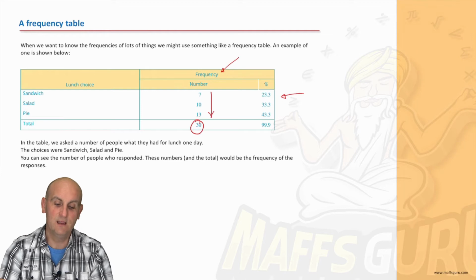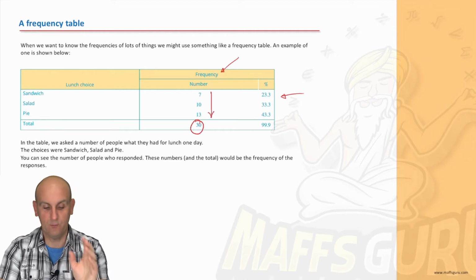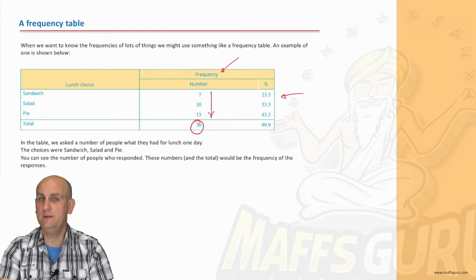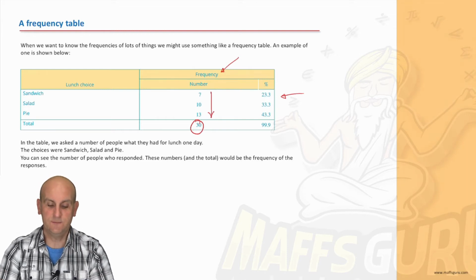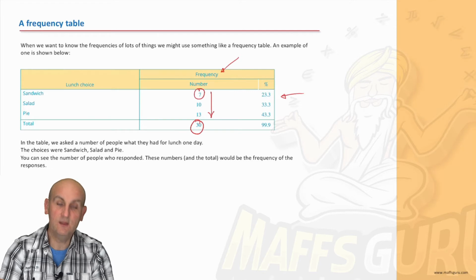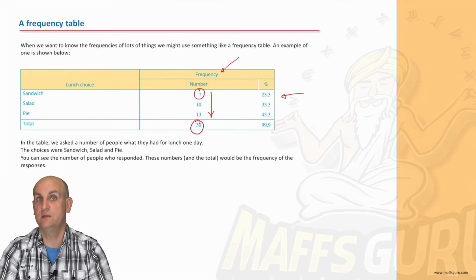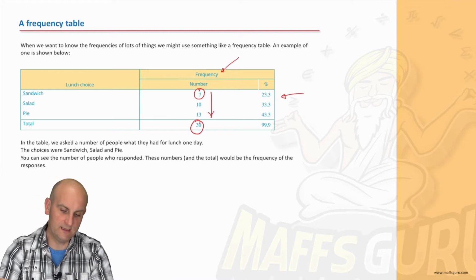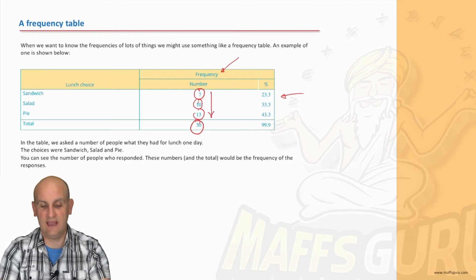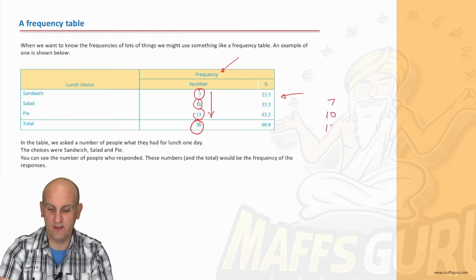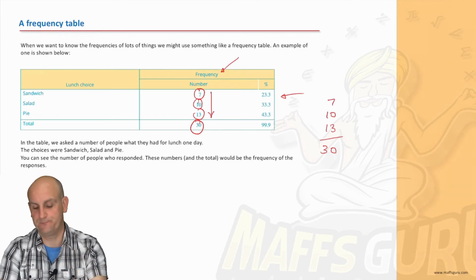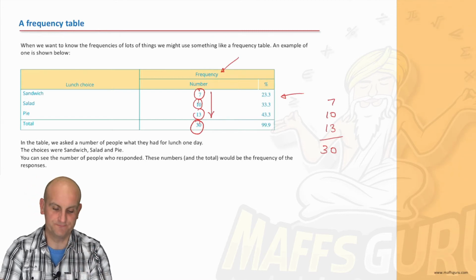Okay, so the point of it is, I've asked 30 people, and they've given me the choices of sandwich, salad, and pie. How many people wanted a sandwich? Well, I can just look here and see 7 people wanted a sandwich, so the frequency of sandwiches is 7. What about the salads? 10, and pies would be 13. When I add together 7, 10, and 13, I get 30. So that's my 30 people. That's the total, and that becomes important.